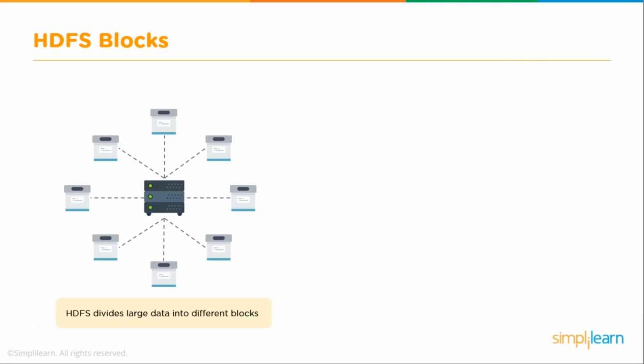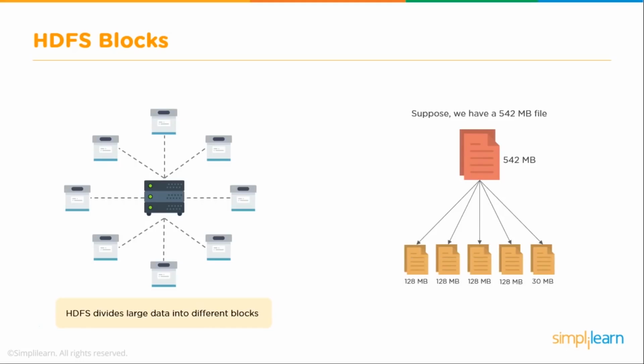When we talk about blocks, as I discussed earlier, your HDFS divides larger data into different blocks. Now, even if I had a 1 kilobyte file to be stored on HDFS, it would still utilize a block of 128 MB. But remember, when the block goes to the disk, it will only occupy 1 kilobyte of space. So HDFS divides large data into different blocks, and these blocks are randomly distributed across nodes.